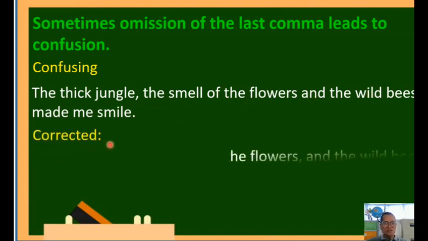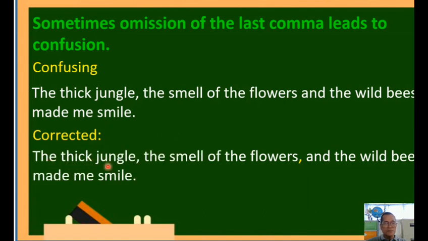Now, here is the corrected sentence. The thick jungle, comma, the smell of the flowers, comma, and, remember, now, take note, after this last comma, gamit tayo ng and then followed with the next item, the wild bees. Alright, ito na ang corrected na siya. Hindi na siya nakakalito. Kasi na-separate na yung the smell of the flowers at saka yung the wild bees. Unlike the first sentence, itong the smell of the flowers at saka itong the wild bees ay parang iisang item lang. So, naghahatid ito ng kalituhan sa sentence.